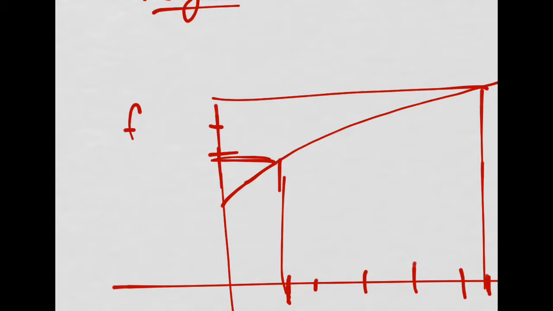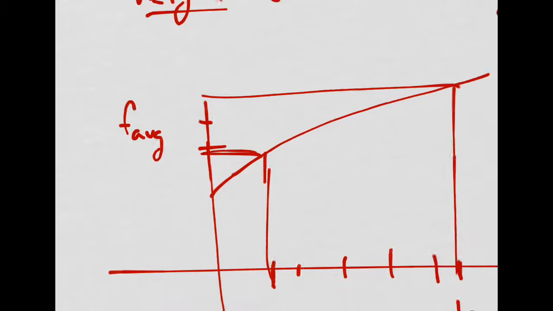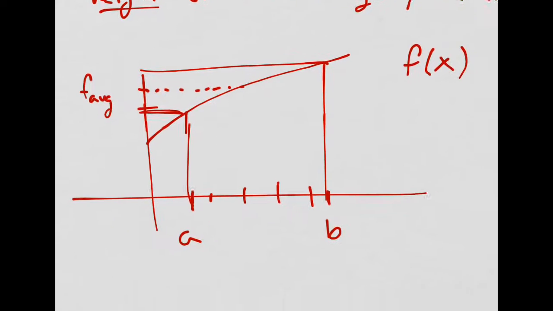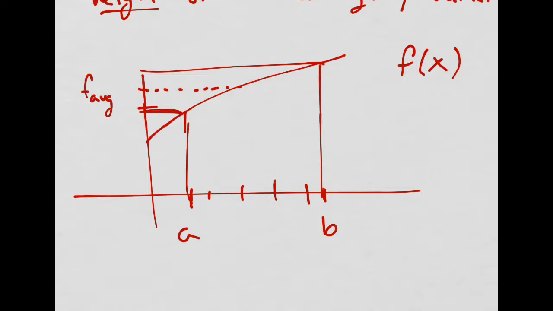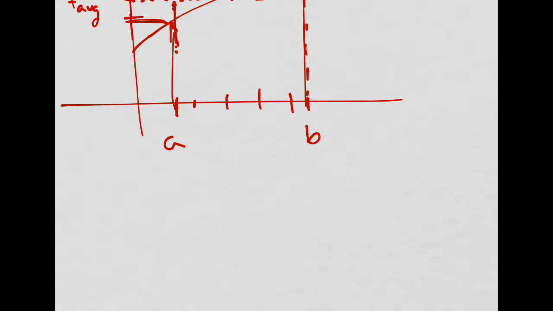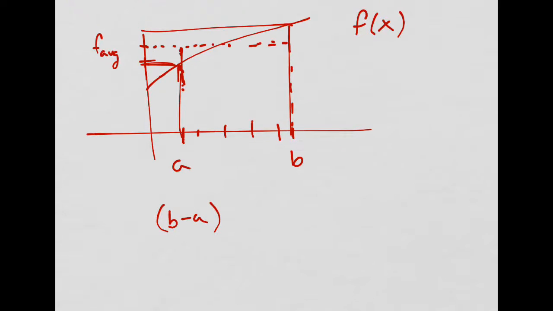So a lot of people say f average. That height, I don't know what it is, but I'm going to say that's the average height right there. And I'm going to relate it to area. So if I had this average height, then I could calculate the area here by just having whatever this distance is, b minus a, times the f average.